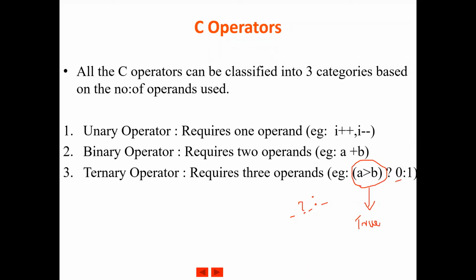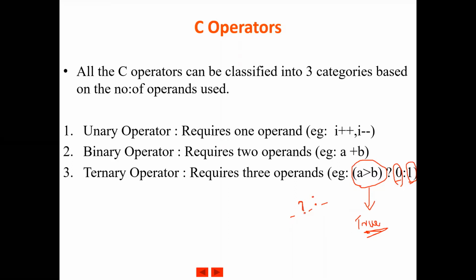The second operand will be this 0. The third operand will be this 1. Understood? This first part is in the form of an expression, right? It has to evaluate to true or false. So that is one operand. The second operand is this 0. The third operand is this 1. It is a little difficult to understand this ternary operator, our conditional operator.